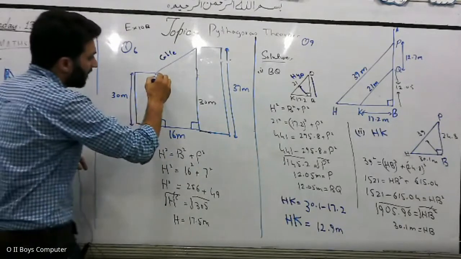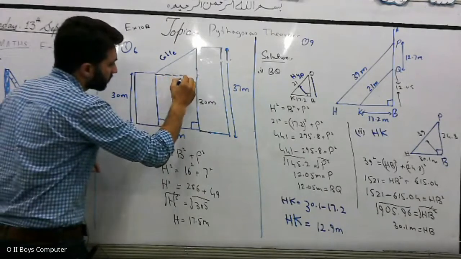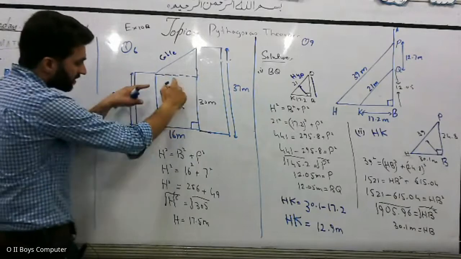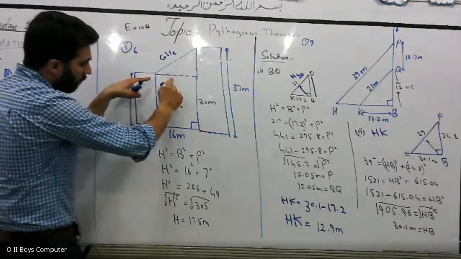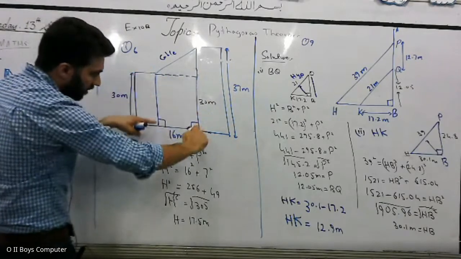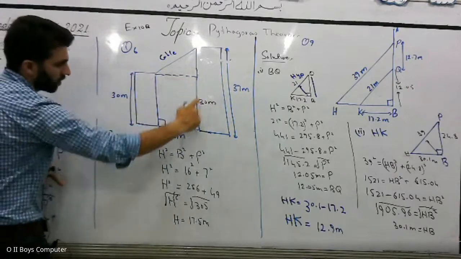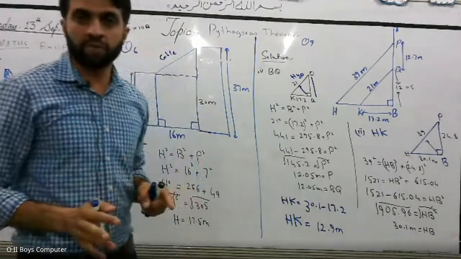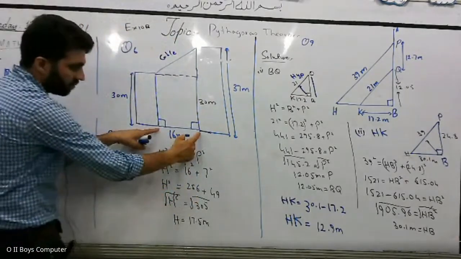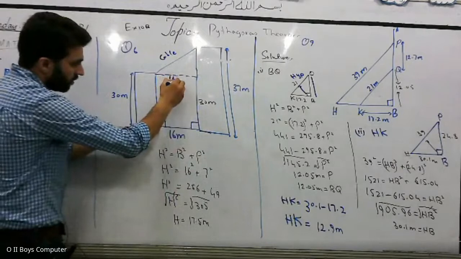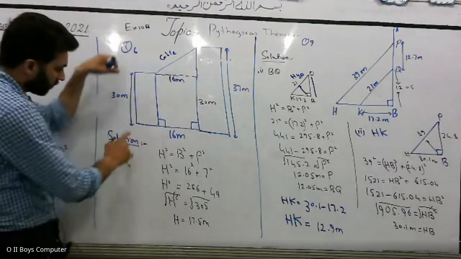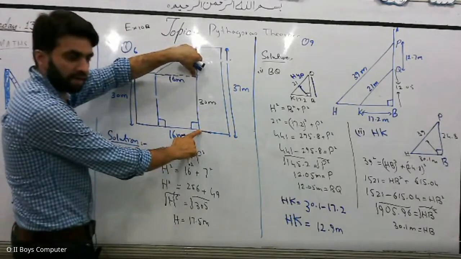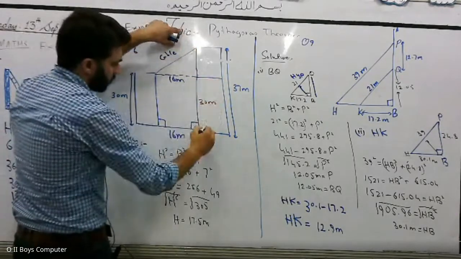So if I draw an imaginary line here, like this, okay. Now after drawing this line, this is the rectangle, this one, right? And in the rectangle, the opposite sides are the same, you know that. So if this is 16 meters, this should also be 16 meters. If this is 30 meters, this should also be 30 meters, right? So this is 30 meters, this one.